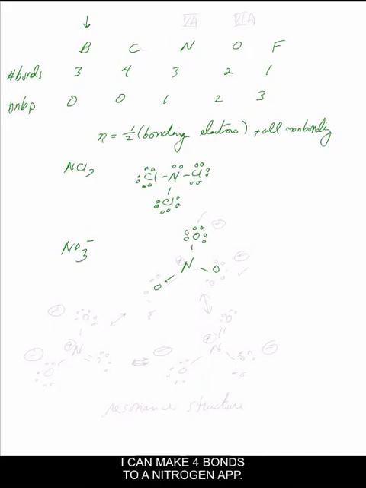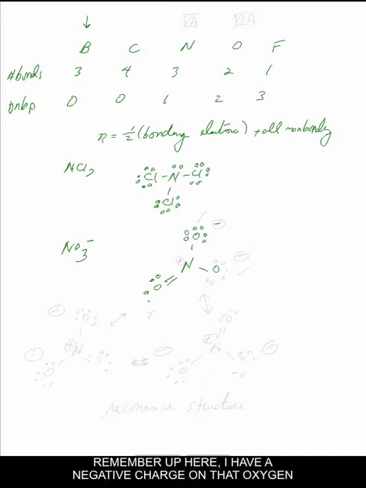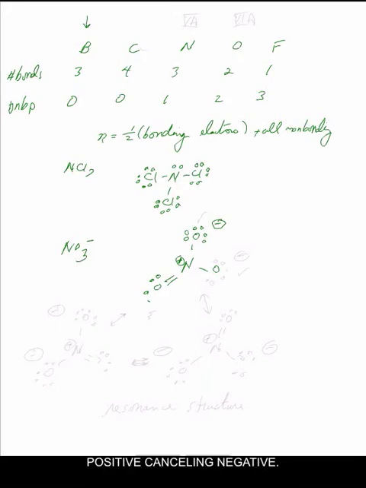I can make 4 bonds to a nitrogen atom. I can go ahead and put my 4th bond there. Then I can put 2 sets of non-bonders on oxygen, and I'm following the usual set of rules for oxygen. On the other hand, now I have a positive charge on this nitrogen. Remember, up here I have a negative charge on that oxygen that had the 1 bond and 3 sets of non-bonders. This nitrogen now has a positive charge, so far what I have is a neutral structure, positive canceling negative.